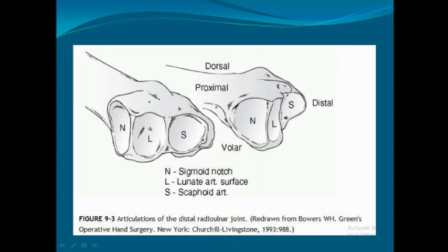Can somebody say what this structure is called? This elevation over the dorsal part of your wrist, you may feel it sometimes. What do you call it? This structure over the radius. Any idea? So this is Lister's tubercle. It is a bony ridge over the dorsal aspect of the distal radius.